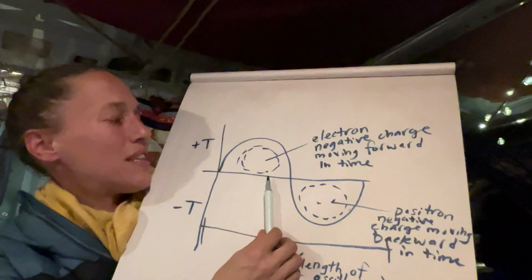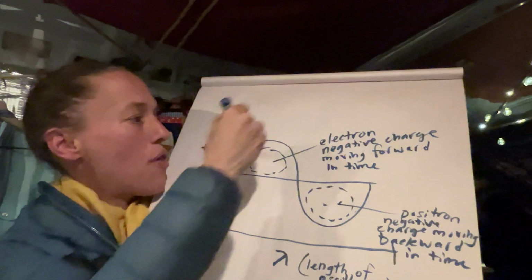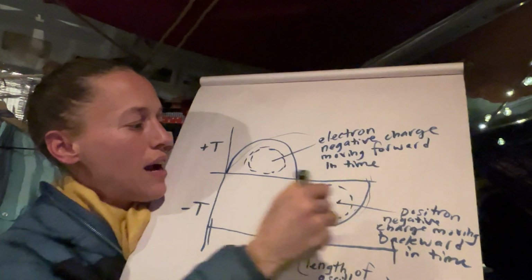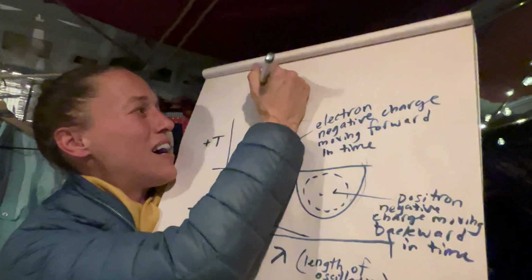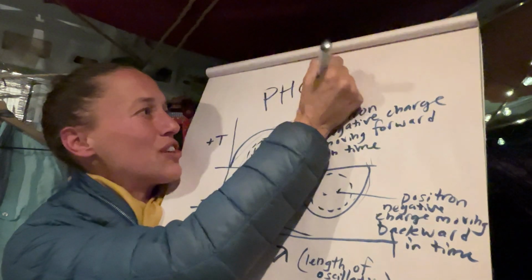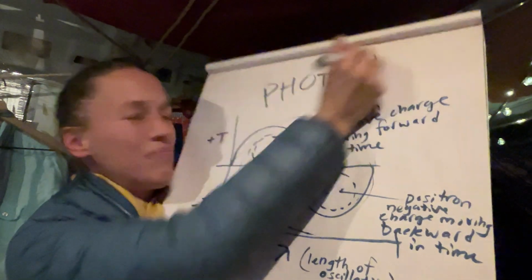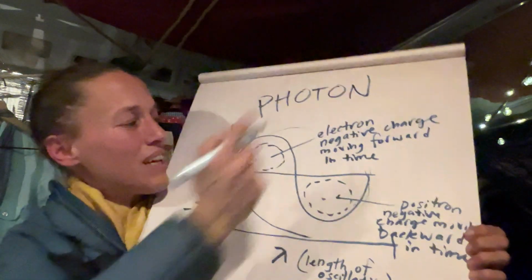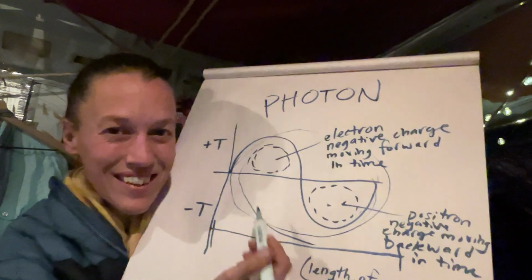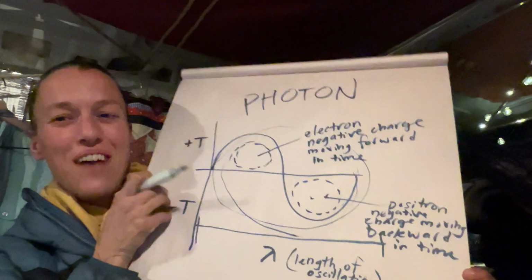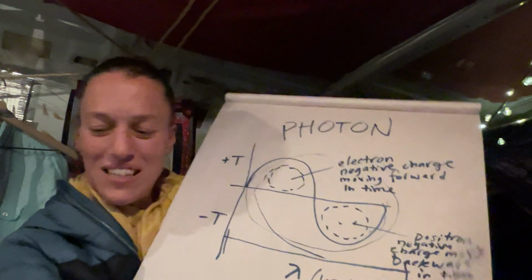Okay, so this whole thing right here is a photon. The construction of a photon is the whole thing, including the part that's going in negative time. Okay, now on to the next piece.